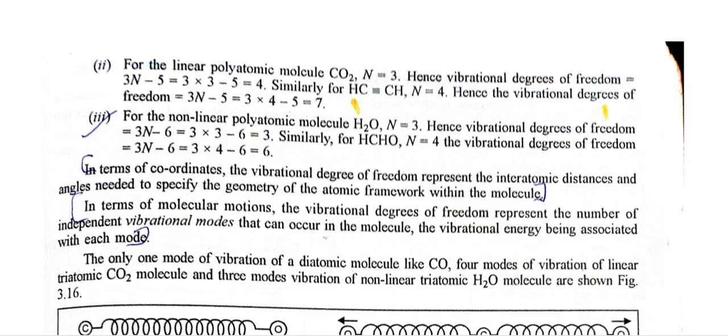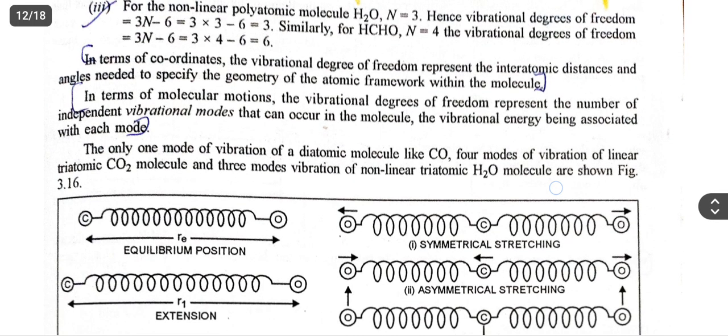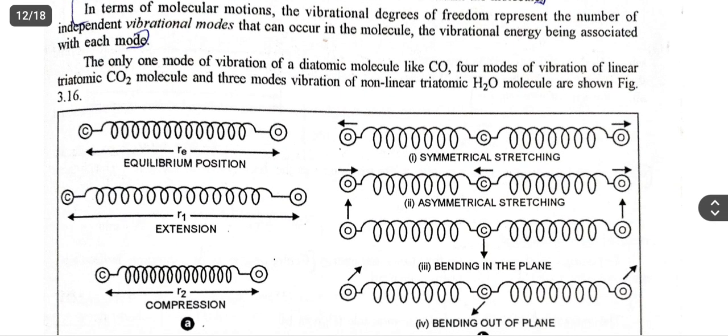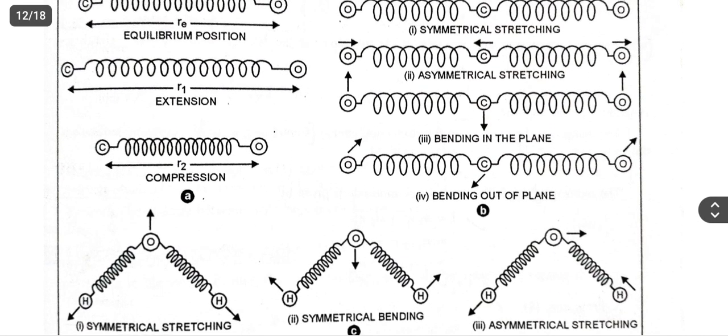In terms of coordinates, the vibrational degrees of freedom represent the interatomic distances and angles needed to specify the geometry of the atomic framework within the molecule. In terms of molecular motion, the vibrational degrees of freedom represent the number of independent vibrational modes that can occur in the molecule, the vibrational energy being associated with each mode. The only one mode of vibration of a diatomic molecule like HCl, 4 modes of vibration of the linear triatomic CO2 molecule, and 3 modes of vibration of the non-linear triatomic H2O molecule are shown.